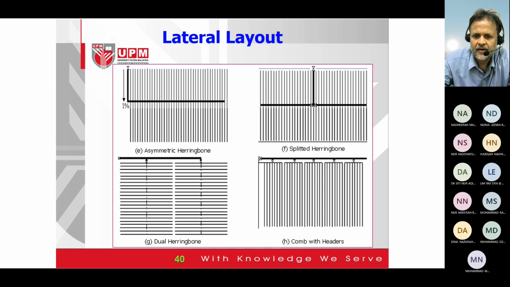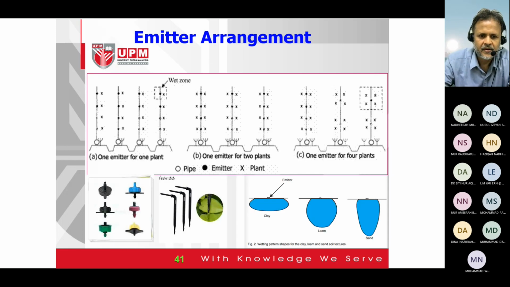And this one you can see with the header. You can see this is the valve. This is the main line. It is not the main line. The main line is something like this. Main line means pump to the field. So this is the main line, and this one is a manifold, and the manifold connects with the header. Each header has 8 laterals. You see 1, 2, 3, 4, 5, 6, 7, 8, and this is called the header.